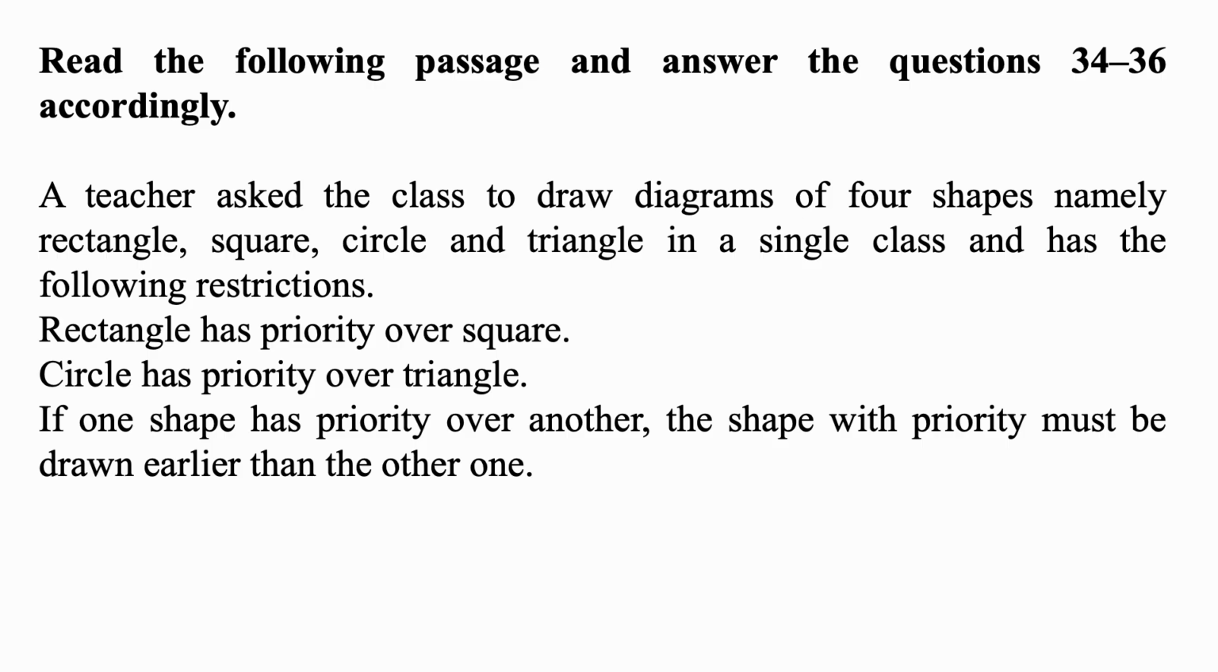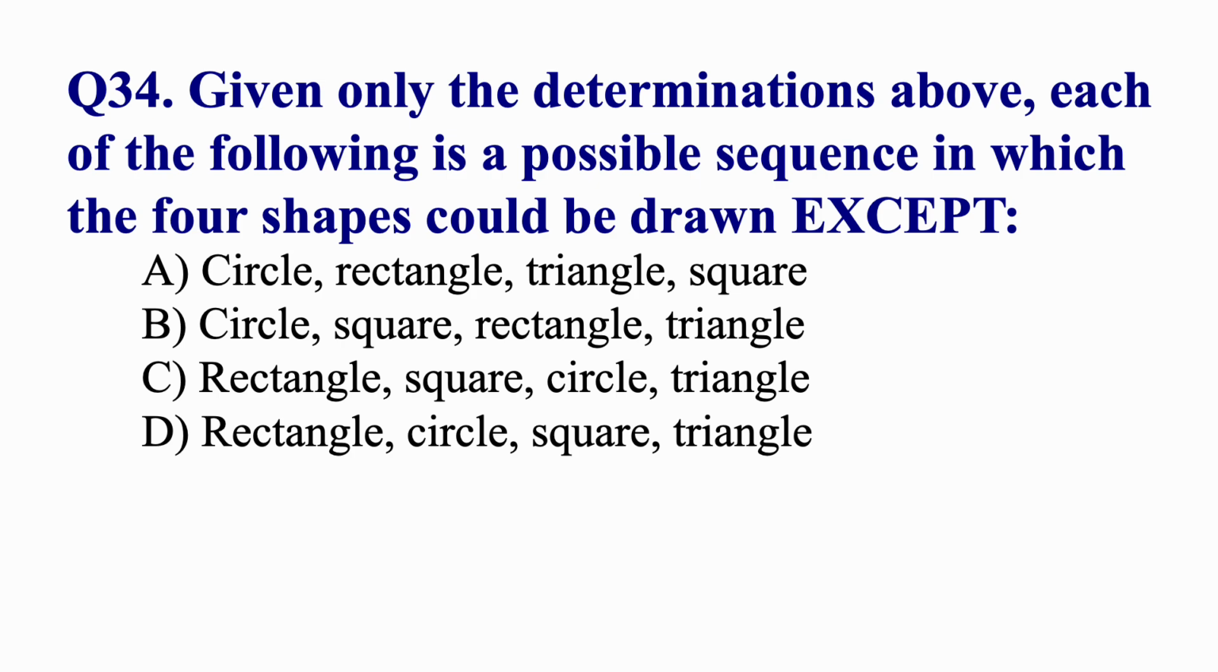Read the following passage and answer the questions 34 to 36 accordingly. A teacher asked the class to draw diagrams of 4 shapes, namely rectangle, square, circle and triangle, in a single class and has the following restrictions. Rectangle has priority over square. Circle has priority over triangle. If one shape has priority over another, the shape with priority must be drawn earlier than the other one.